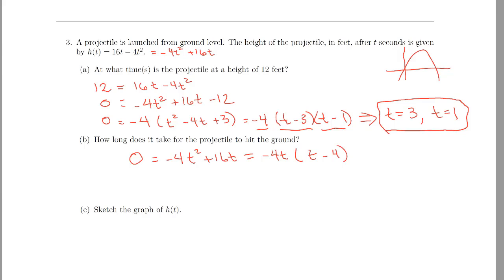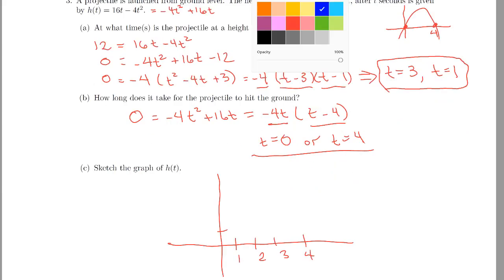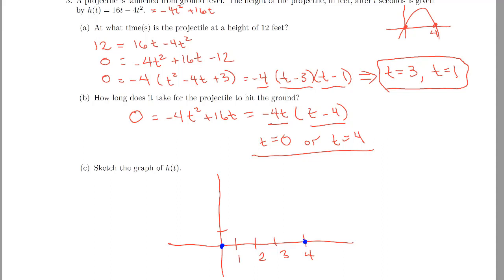I have two possibilities. T equals 0 or t equals 4. Now that should make sense because we said we launched from the ground. T equals 0, I'm on the ground. My graph would actually look pretty much like this. And then it would hit the ground again at t equals 4. I know at 0 it's on the ground, and I know at 4 it's on the ground.